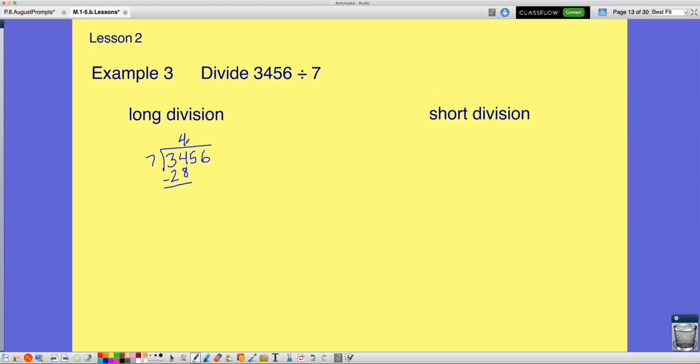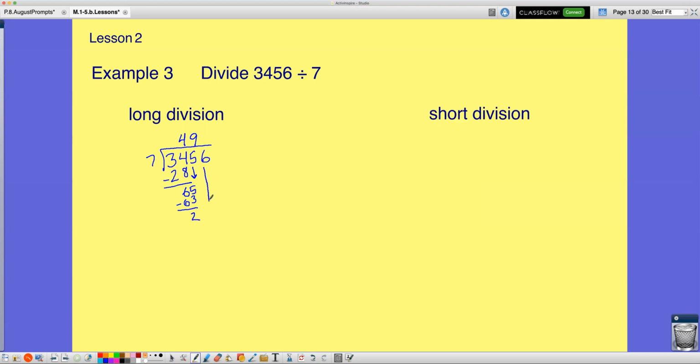We're going to subtract that. 7 times 4 is 28. 34 minus 28 is 6. And then we have to bring down this 5. So now we have 65 divided by 7, which is the same as 9. 9 times 7 is 63. Subtract that, we get 2.